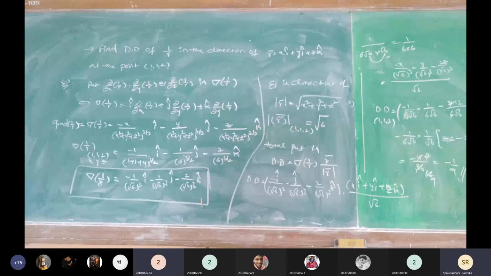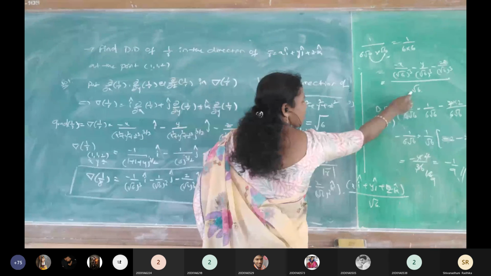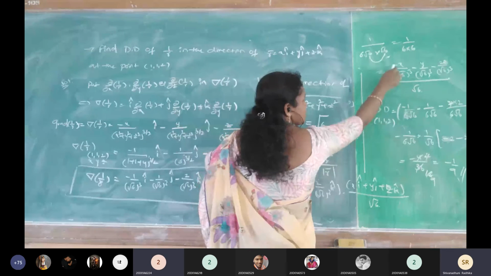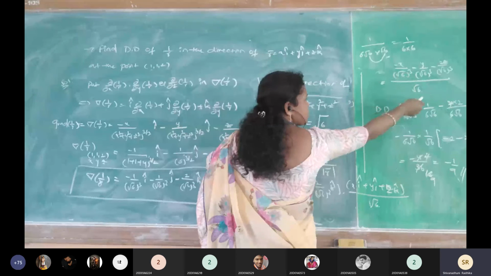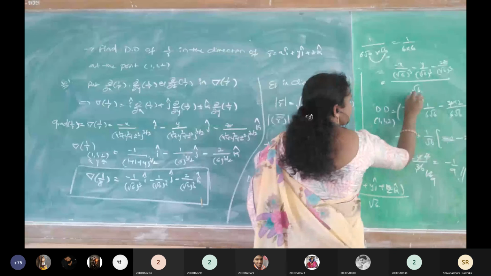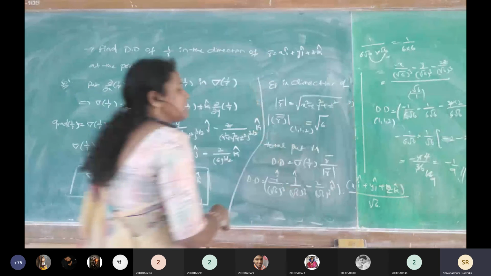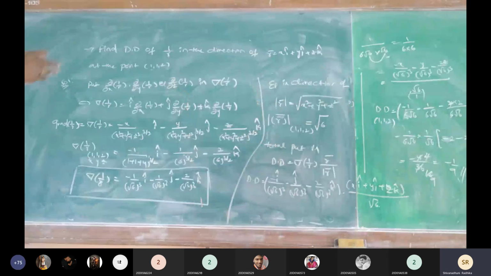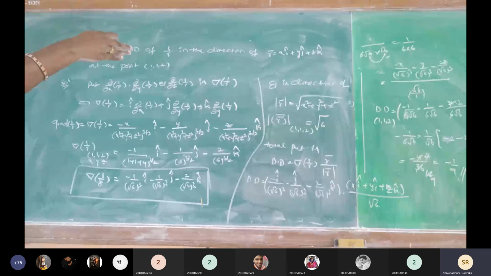No, ma'am, from where did you get 1 by root 6? Where is 1 by root 6? This one is down, total down, the denominator. So that is a denominator. Then we can write this as 1 by root 6. That is, the denominator root 6 by 1 can be written in multiplication form as 1 by root 6.